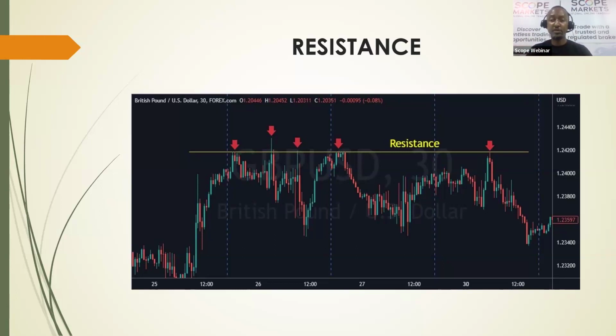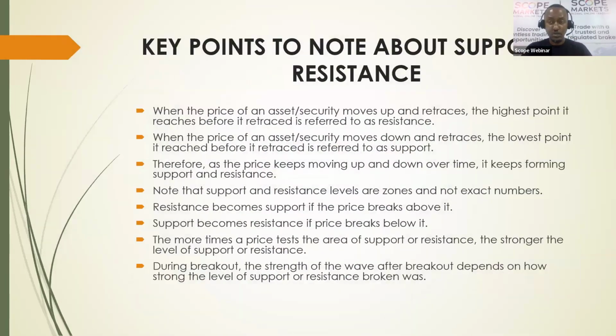I'm using the simplest language possible so that it becomes very easy for you to follow along. So all these key pointers that you need to know about support and resistance, I have explained them. We said that when the price of an asset moves up and retraces, the highest point it reached before retracing is referred to as resistance.